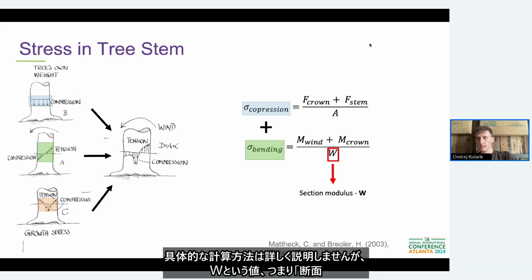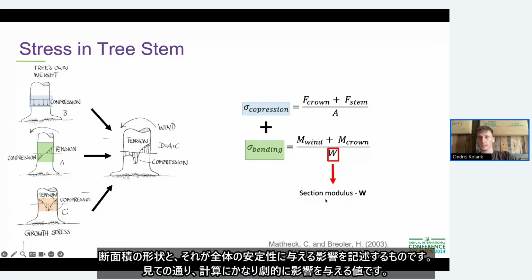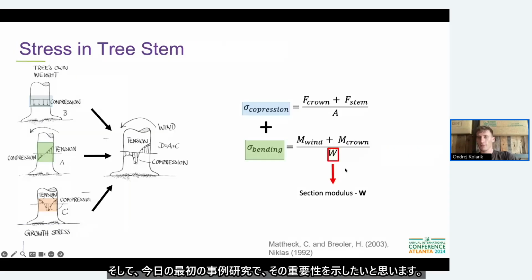And we're not going to go into such detail as how it is precisely calculated, but I just wanted to highlight one value, the W, which is the section modulus. Section modulus describes the geometry of a cross-section and its effects on overall stability. As you can see, it's a value that can pretty dramatically influence the calculation. And in the first case study of today, I would like to show you its importance.